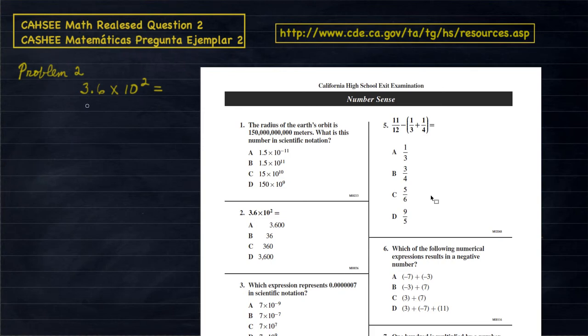Problem number 2 from the CAHSEE Math Released Questions simply gives us an expression, and they want us to find the value of that expression. The expression reads 3 and 6/10 times 10 squared, or you could also read 10 to the second power. And they want us to find the decimal value. Now, some of you may recognize this as scientific notation.